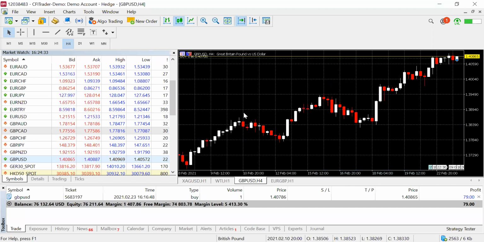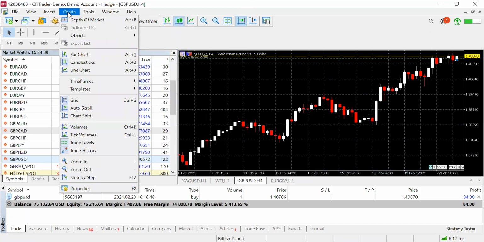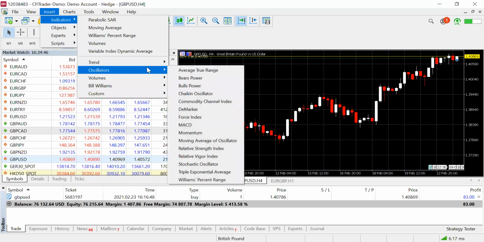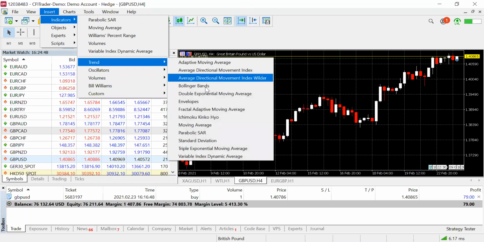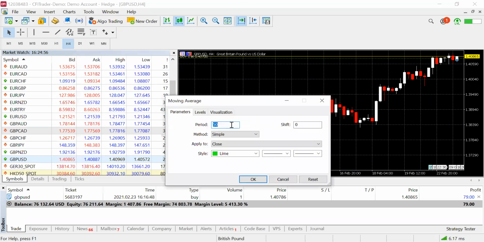If you want to add any particular indicator, for example, the simple moving average, you go to insert indicators, and then you have to go here in trend, and you will see other indicators as well. But one of the most common ones is the moving average, the simple moving average, where you can see it will give this option with the period. I usually put 50. It's very common.